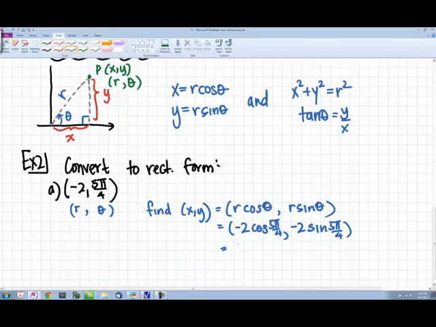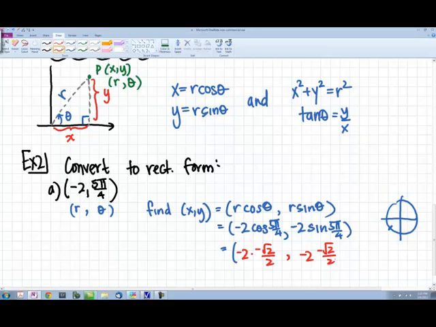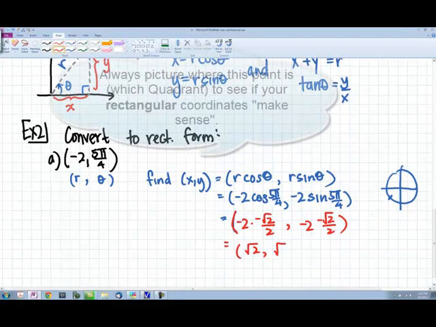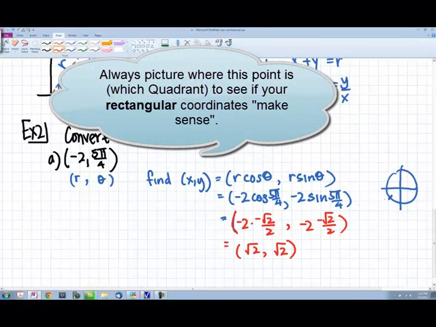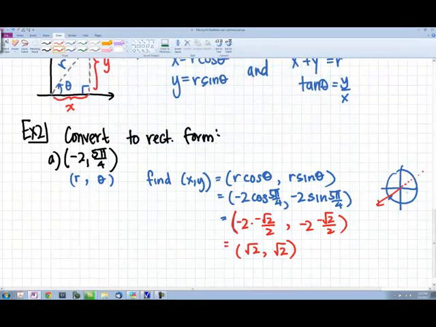So hopefully you remember what cosine 5 pi over 4 is. So think about your unit circle. 5 pi over 4 would be over here in quadrant 3, so that's going to be -2 times negative radical 2 over 2, and then we have sine 5 pi over 4, which is also negative radical 2 over 2. So our answer will be (radical 2, radical 2). And see if that makes sense. 5 pi over 4 would be in quadrant 3, and r is -2. Well, that's a good thing because look where our coordinate point is: (radical 2, radical 2) in quadrant 1.